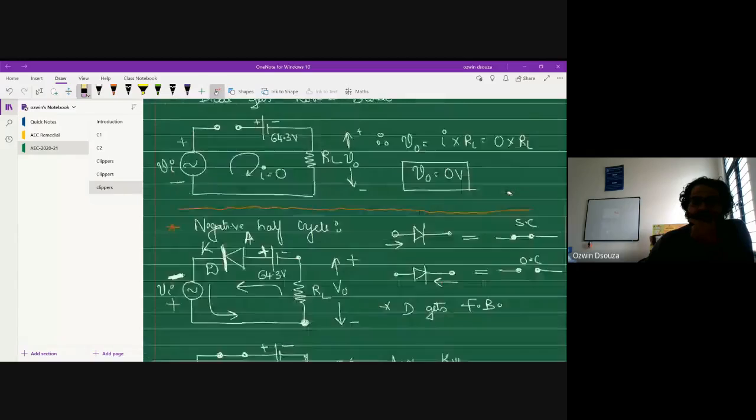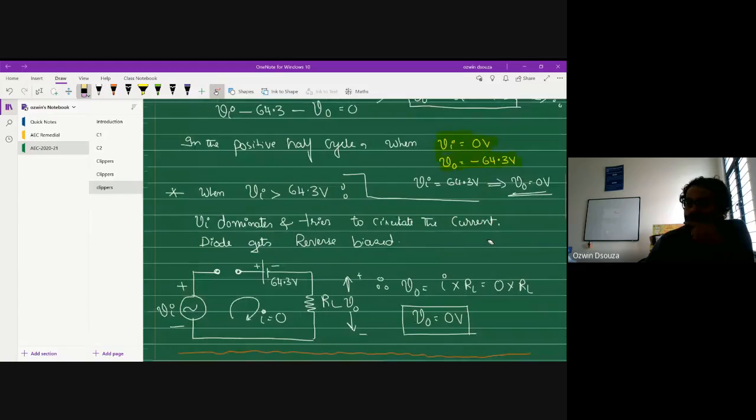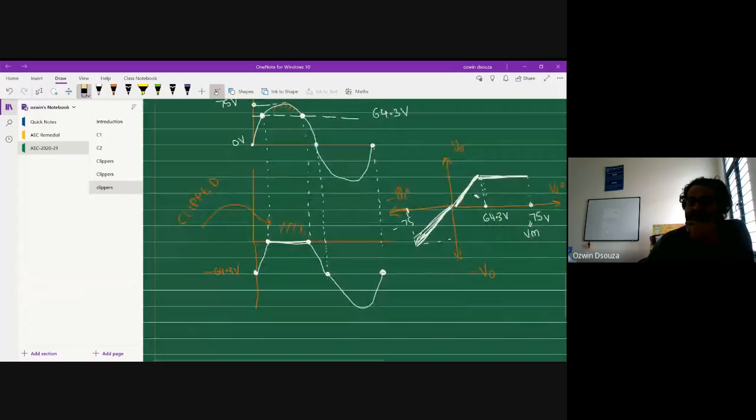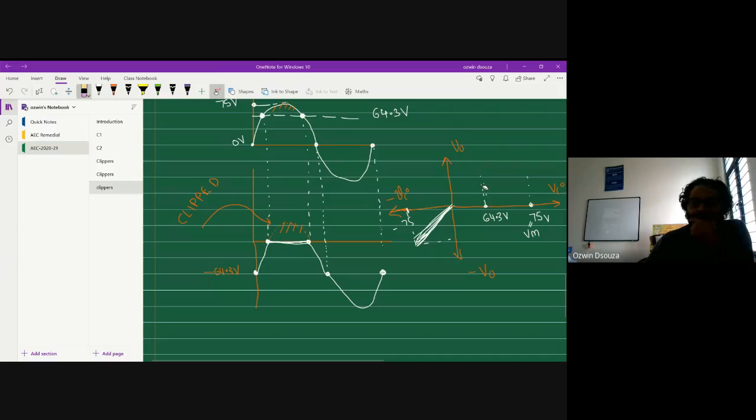When your input is 0 in the positive half cycle, what is the output? Minus 64.3. So negative output. What I have done is I have projected the output along the positive V0 axis. So how is it correct? It will be in the fourth quadrant. Is it correct? When your input is 0, output is minus 64.3. Okay, so somewhere mark here minus 64.3.